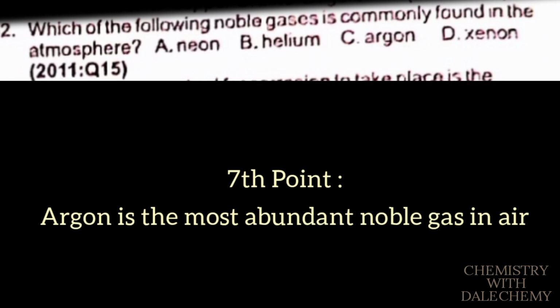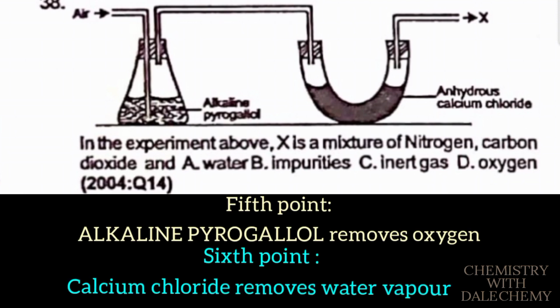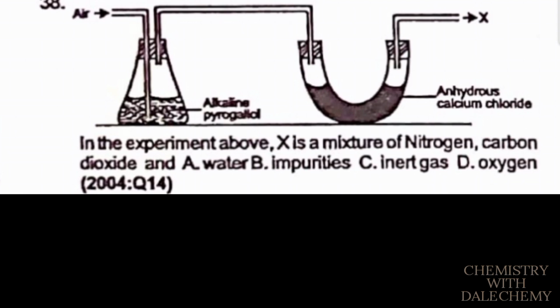And the next question is question 14 of year 2004. In the above experiment, X is a mixture of nitrogen, carbon dioxide, and so on. The air is passed through alkaline pyrogallol, which means oxygen will be removed, then through anhydrous calcium chloride, which means the water vapor will be removed. So the only things that will be remaining will be nitrogen, carbon dioxide, and the inert gases. So option C is the correct answer.